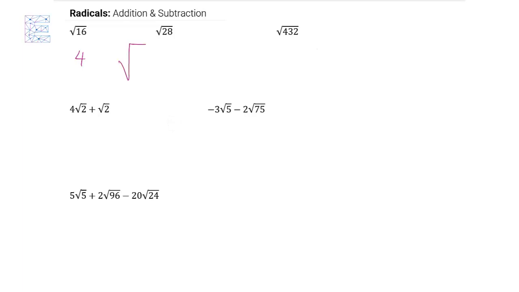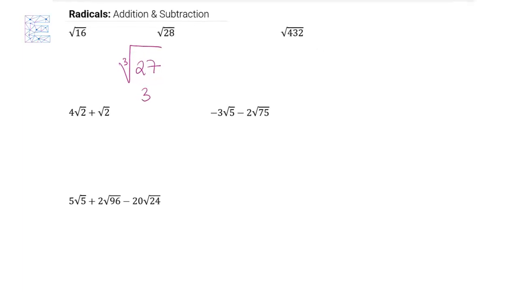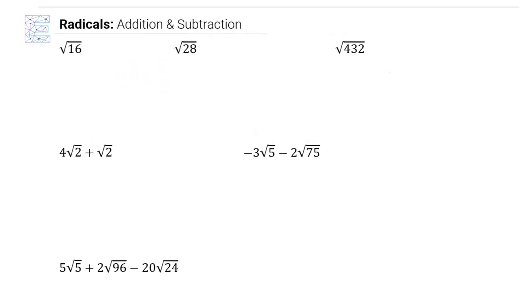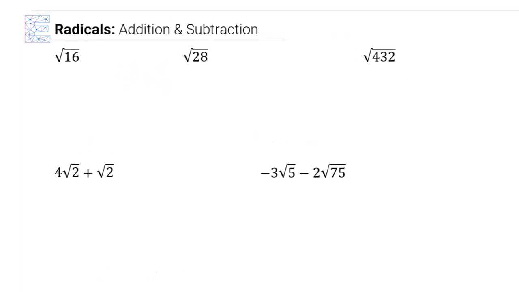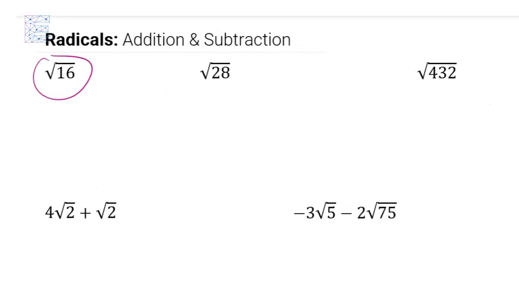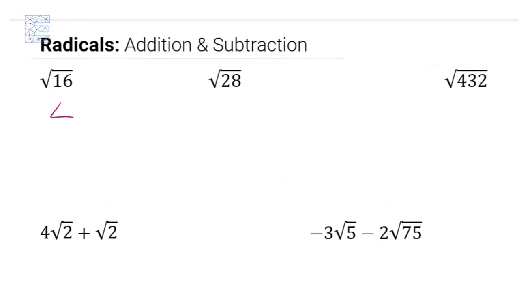Say, for instance, we had a cube root of, say, 27. The question here would be, what number times itself 3 times, because the root is 3, gives you a 27? And the answer to that is 3, because 3 times 3 times 3 is 27. So on and so forth. So let's just attempt the questions that we have on here. The first one we've already answered. The square root of 16 is simply 4.